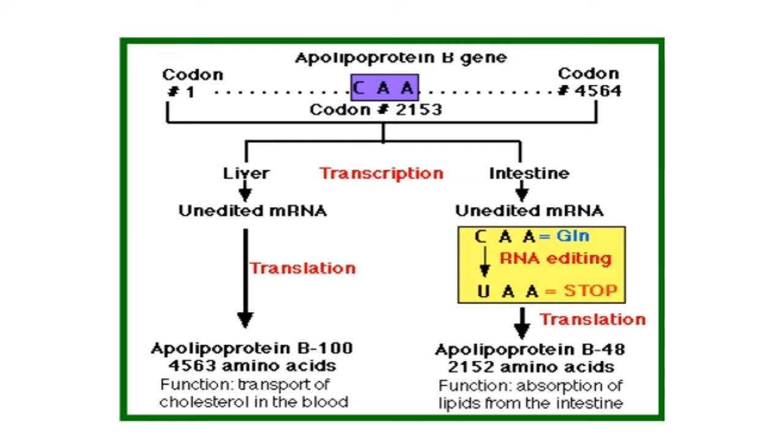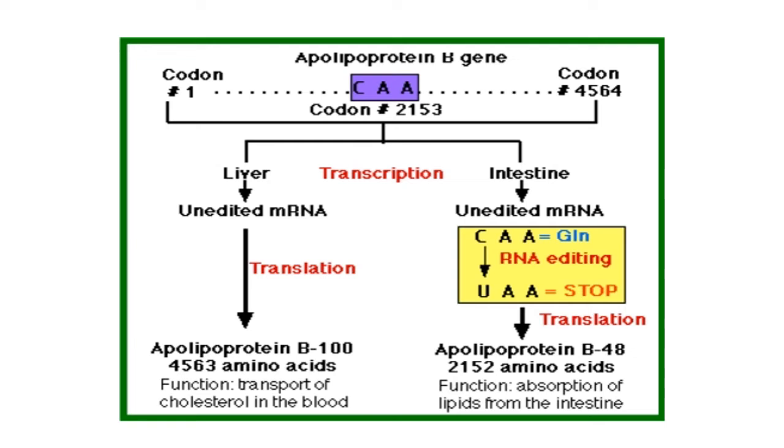Okay, now what happens here? In liver, the single ApoB gene is transcribed into a messenger RNA that directs the synthesis of a 100 kilodaltons protein, ApoB100. So the protein is called ApoB100, and this is produced from the liver.